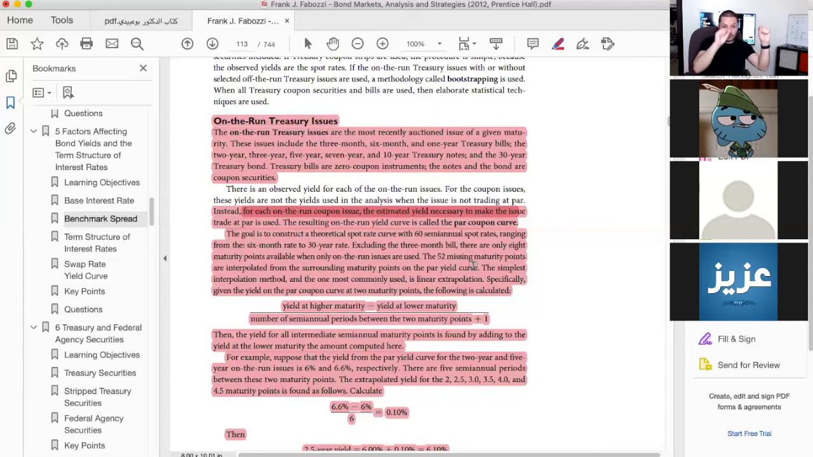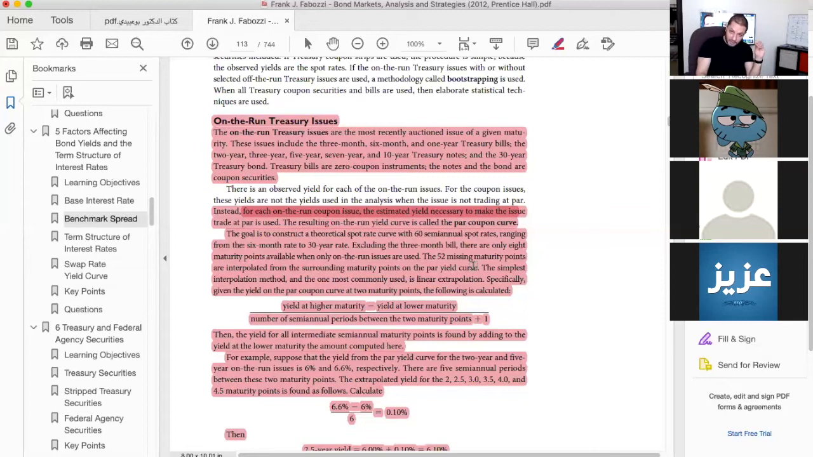Now, there's a good thing and a bad thing with such a technique. The good thing is that for maturities less than 1 year, you can directly observe the yield to maturity on the market, because we have treasury bills with 3 months, 6 months, 9 months, and 1 year of maturity. So these are already observed treasuries. We just have to go to the market, pick up the required yield to maturity, and consider them as the right spot rates.